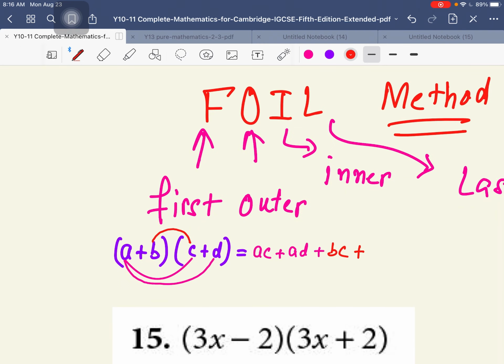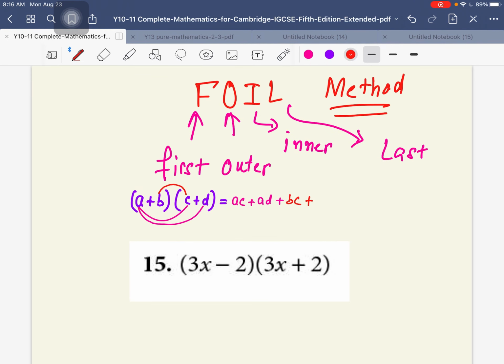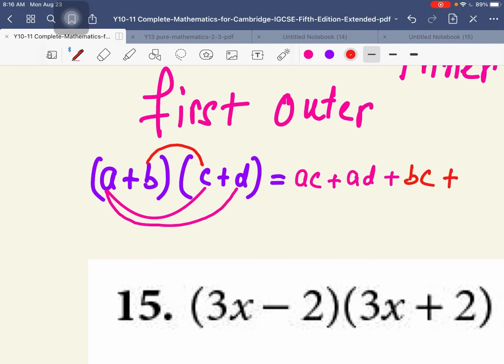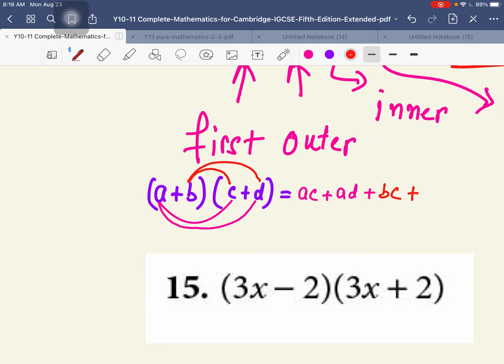In the formula, L stands for last. So last means obviously B is the last term of the first expression or the first bracket, and D is the last term of the second bracket. We're going to multiply them together. B times D will become BD. So that's quite simple. This is called the FOIL method.